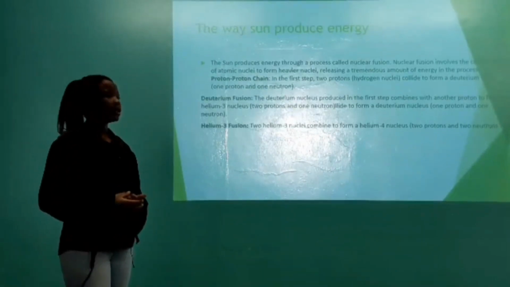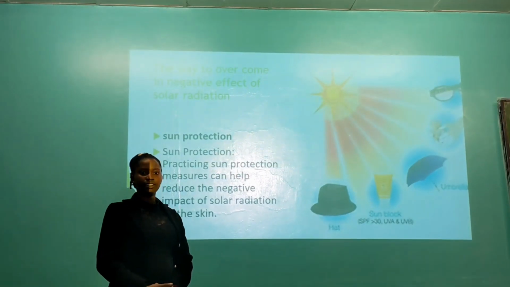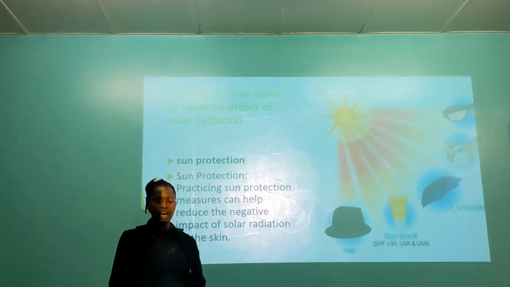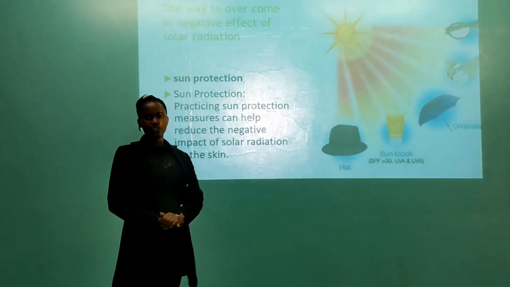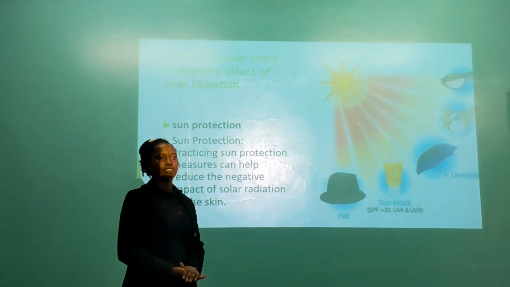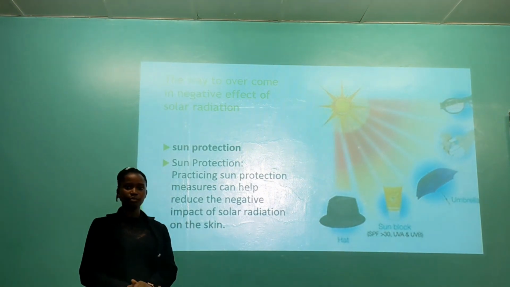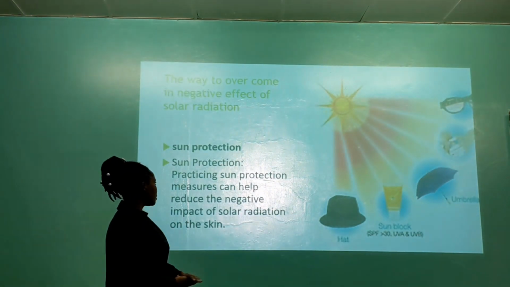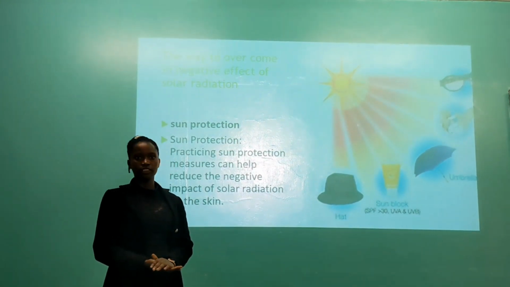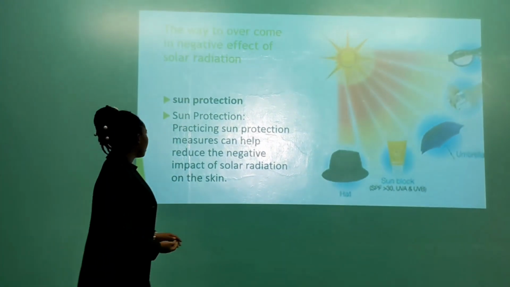The next slide. Hello, my name is Iragena Yvonne. I'm a member of Group 2. I'm going to continue about ways to overcome the negative impact of solar radiation. The first one is sun protection. Practicing sun protection measures can help to reduce the negative impact of solar radiation on the skin. The second one is seek shade.